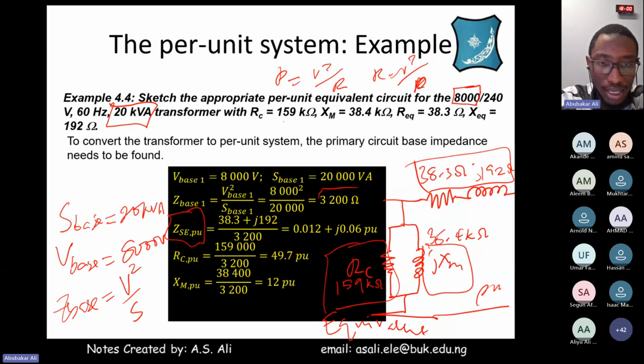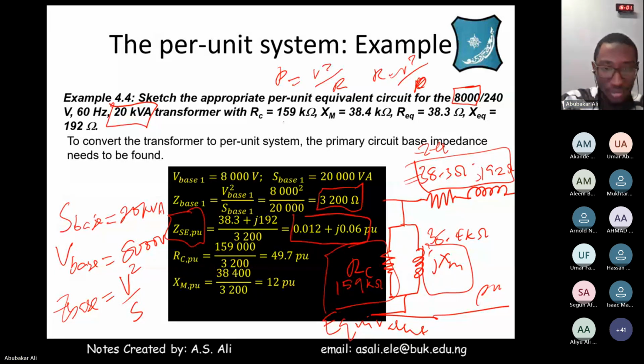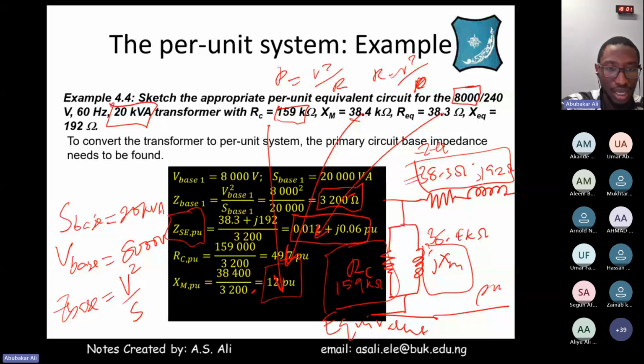We found the Z base to be 3,200 ohms, which means our equivalent Z, you can pick it up, sum them together, and divide it by this Z base, and you get your Z equivalent in per unit terms. You can see this is simpler to write, 0.012, what have you. You can do the same for RC and XM by dividing RC, which is 159 kilo ohms, by 3,200, and the same for XM. So this divided by this, you get 12. Then you can replace the initial values of 159 with the 12, 38.4 with 49.7, this with 0.012, and this with this one.